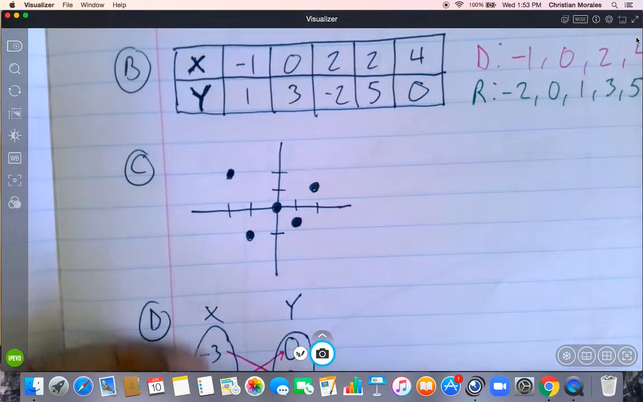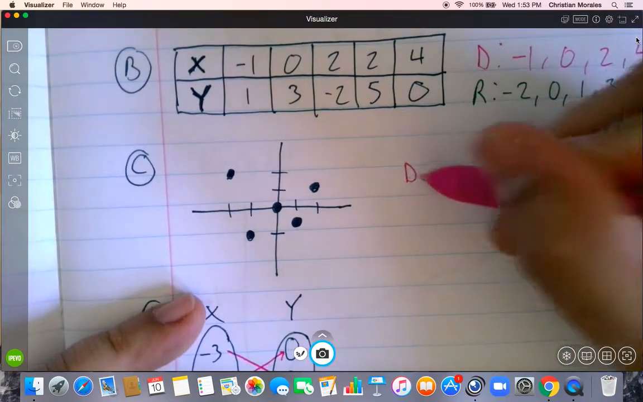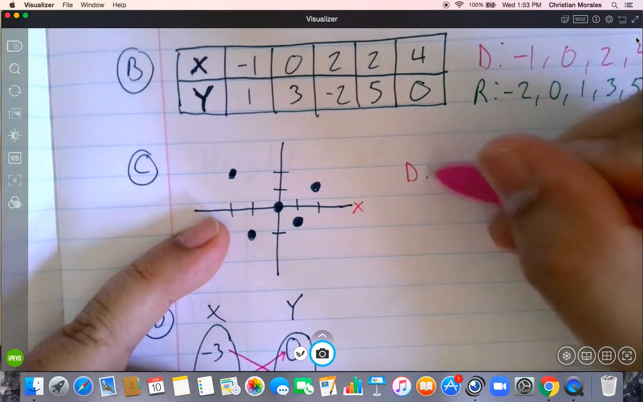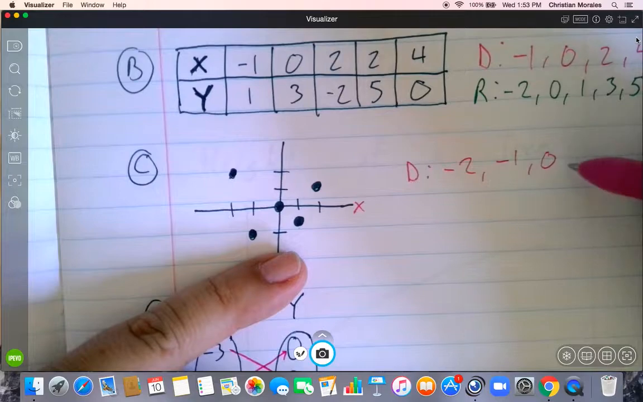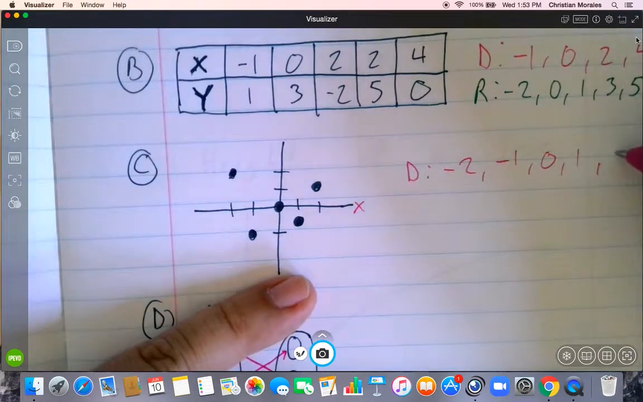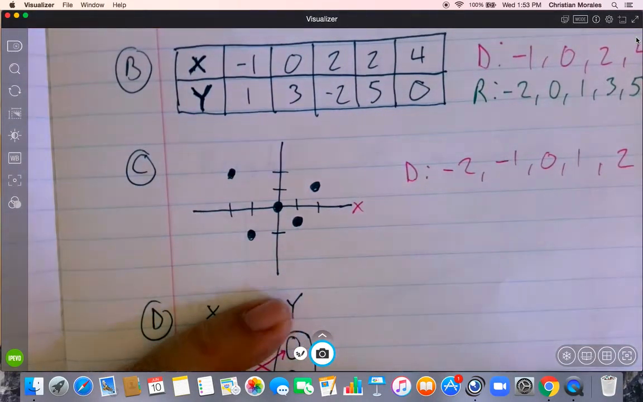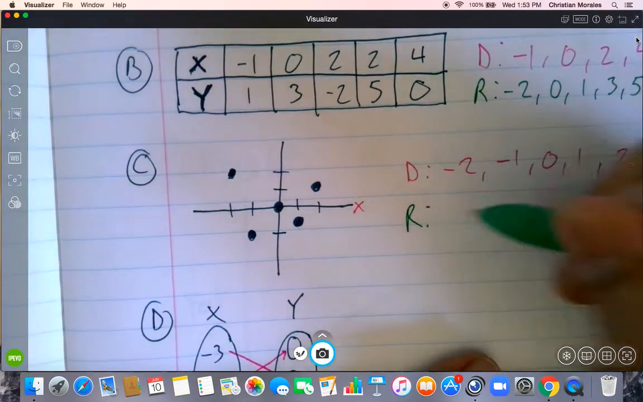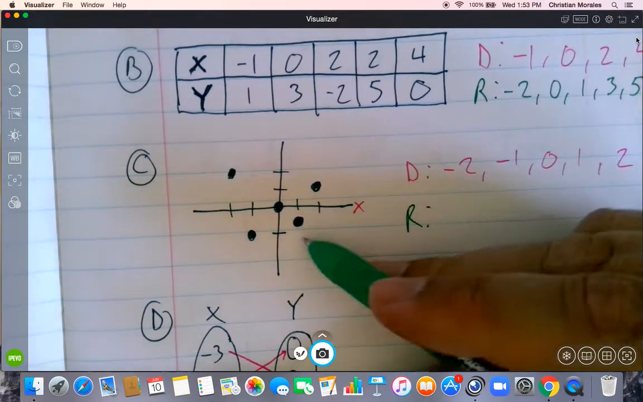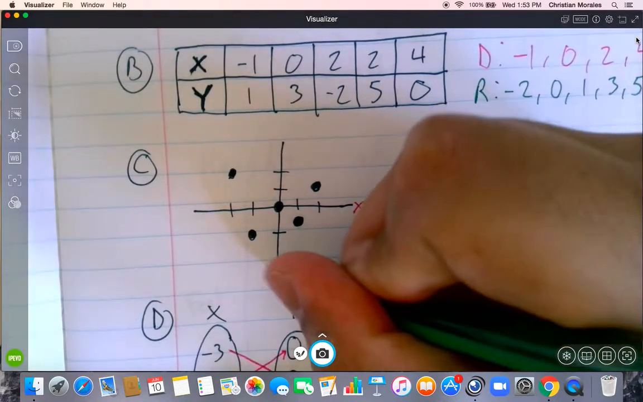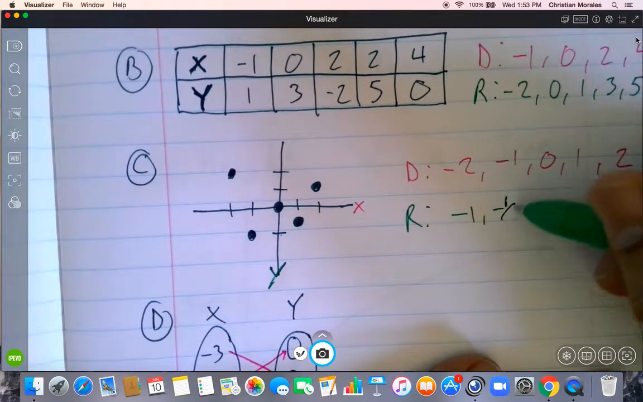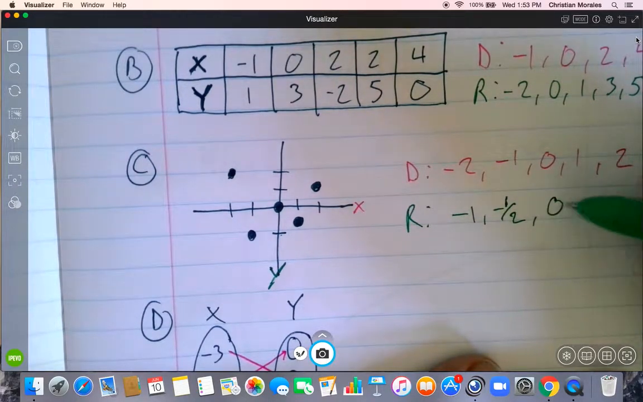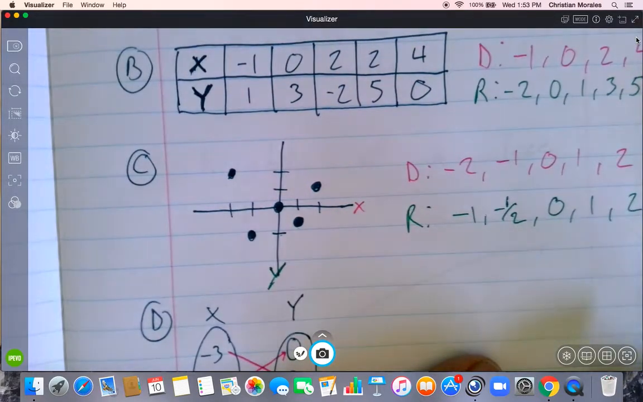And you just keep doing that. Just keep identifying domain and range. Here, the domain. I look at the x-axis. -2, -1, 0, 1, 2. That's the domain. The range. Let's see, starting with the lowest, -1 with the y values, right? -1, -1/2, 0, 1, 2. That's my range.